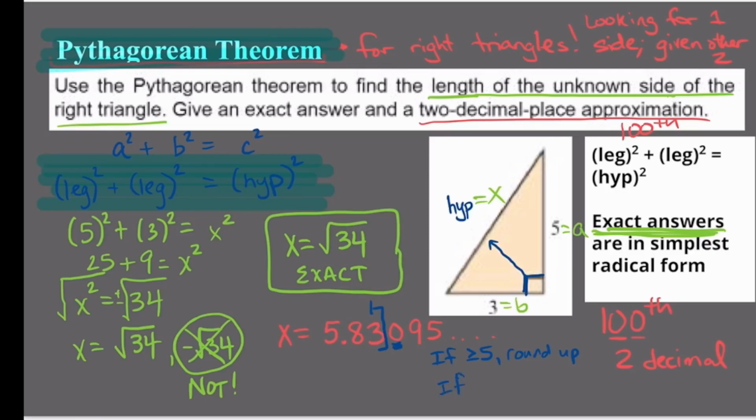If it's less than 5, we say it rounds down. So in this case, it's 0, so it just goes down to 0. It stays there. So the approximate value is going to be 5.83. And that would be your answer for this.